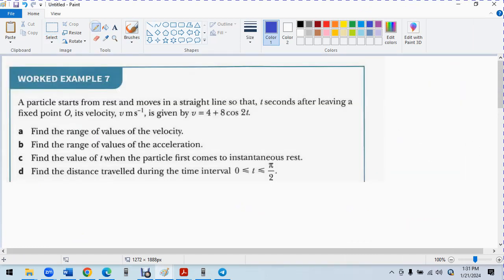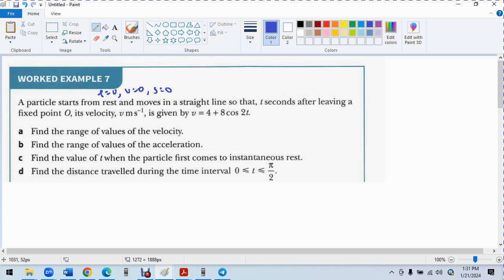Look at example 7. A particle starts from rest, so time equal to 0, velocity equal to 0, leaving a point O. So the s is also 0. So this is the v. Find the range of values of the velocity.